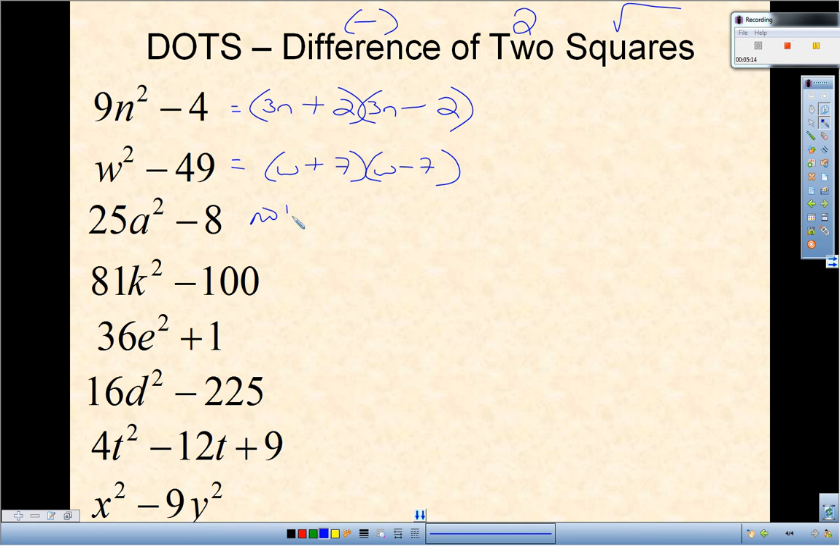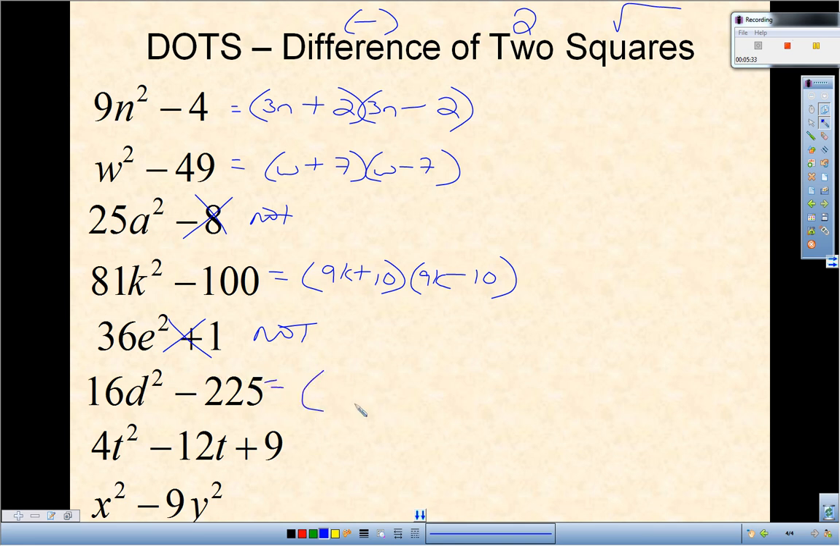The next one is not a difference of two squares because there is no square root of 8, so I can't factor that one. The next one is the square root of 81 is 9k. The square root of 100 is 10. Make sure one positive, one negative. The next one is not a difference of two squares because it's got a plus sign between them.